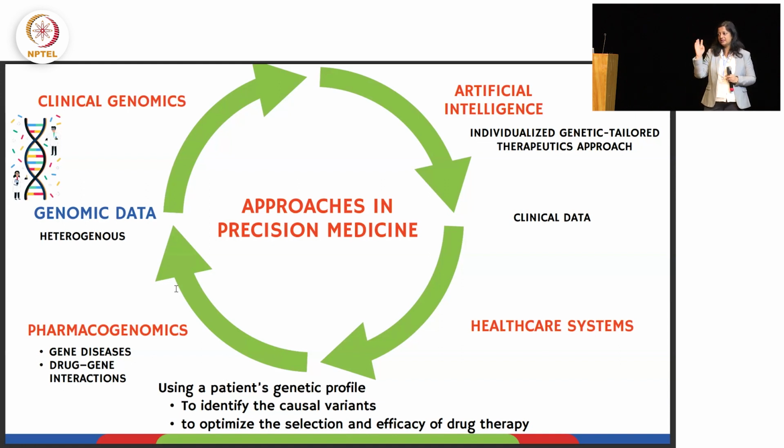There is one concept that, okay, there are certain drugs that can be applied for that particular disorder, targeting that particular mutation. But will that drug work on me, or will that drug work on you? Because there have been studies which show that there are specific drugs which work according to the genetic profile of a particular individual. This field is called pharmacogenomics, basically tailoring medications on the basis of the genetic profile. Can we use the genetic profile of the patient to identify these causal variants and optimize the selection and efficacy of the drug therapy?